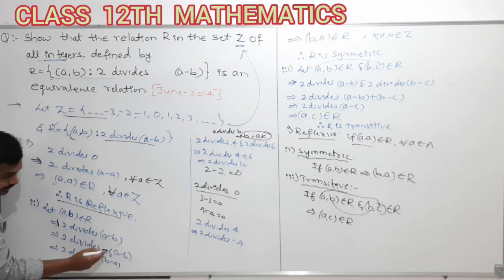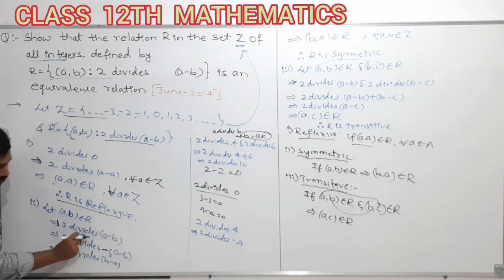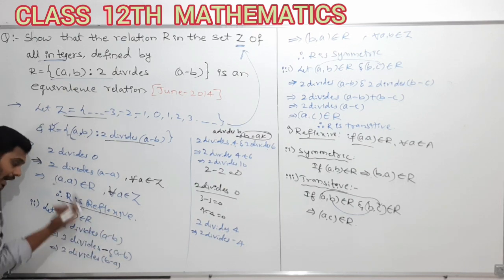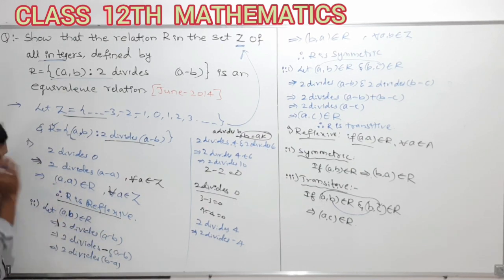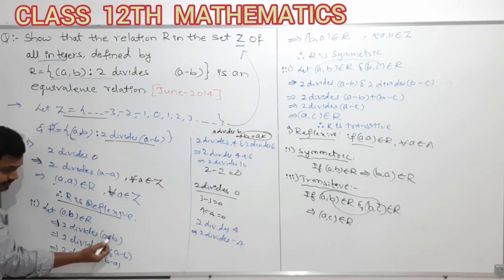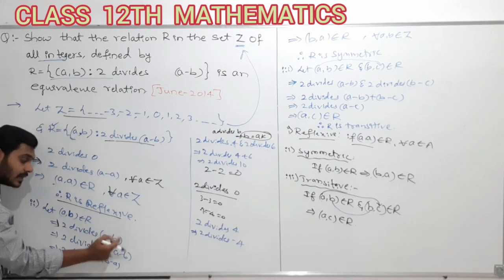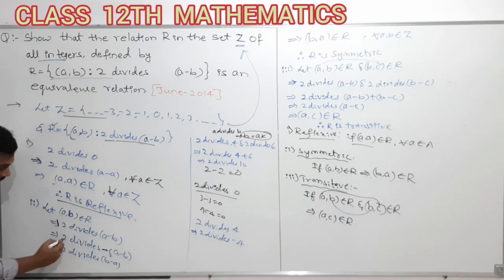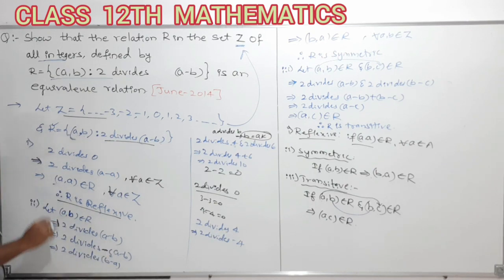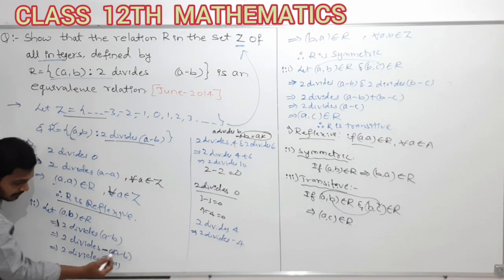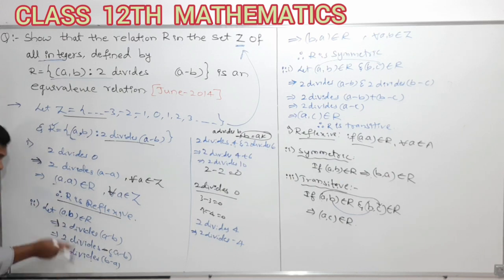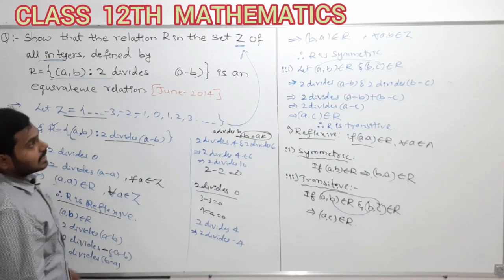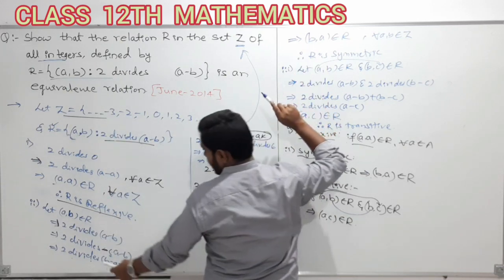Next, 2 divides a - b. What do we know? If 2 divides any number, then 2 also divides the negative of that number. There is no matter of positive or negative while dividing. So if 2 divides a number, it also divides its negative. Therefore I wrote 2 divides minus of (a - b). How can we write minus of (a - b)? It is minus a plus b, which is b minus a. It means 2 divides b - a.